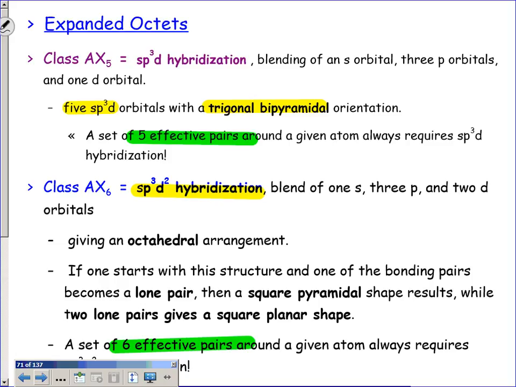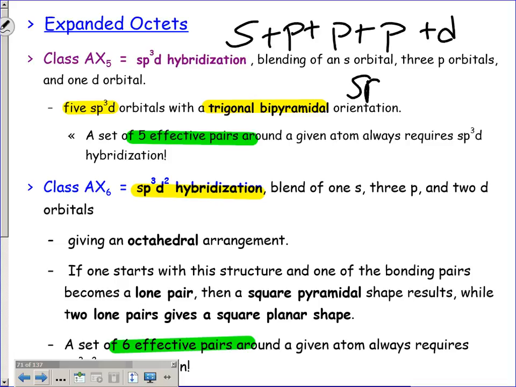Well, you can go higher. You can go to 5 electron domains. But how many orbitals are in p block? 3. So you've already exhausted that. You've blended an s, a p, a p, a p. And so if you have a 5th electron domain, you have to drop and go up to d block. So then we call that blend sp3d hybrid. Or if you have more, sp3d2 hybrid.